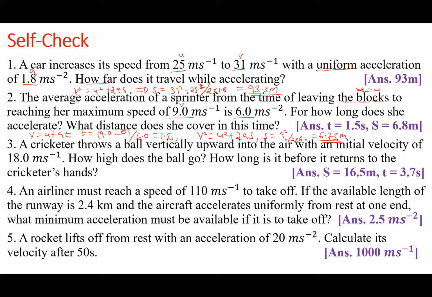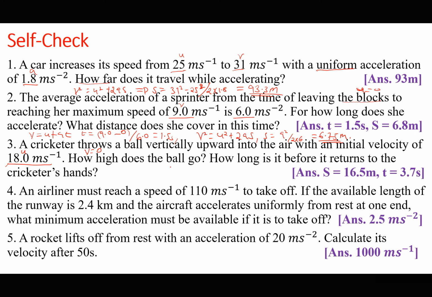A cricketer throws a ball vertically upwards into the air with an initial velocity of 18. So this is u. How high does the ball go? How long is it before it returns to the cricketer's hands? Of course, if it reaches the highest point, it means final velocity is going to be 0 at the highest point. I think I should solve this. If it goes vertically upwards, final velocity at the highest point is 0 before it starts returning back.